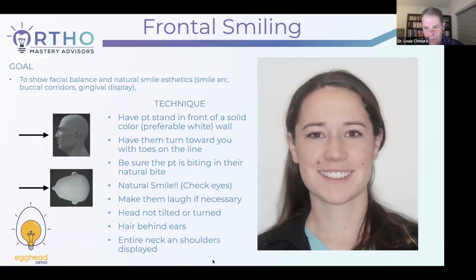Say, oh my goodness, really? You call that a smile? And they will smile. Now they might smile and tilt their head, say, that's the smile I want. Let's put your head straight back up and down. Okay, now that smile. And they'll remember the joke and remember what they did. And then you get a natural smile. But that's critical. Otherwise, don't take the picture. This is a critical picture, to see their smile arc.